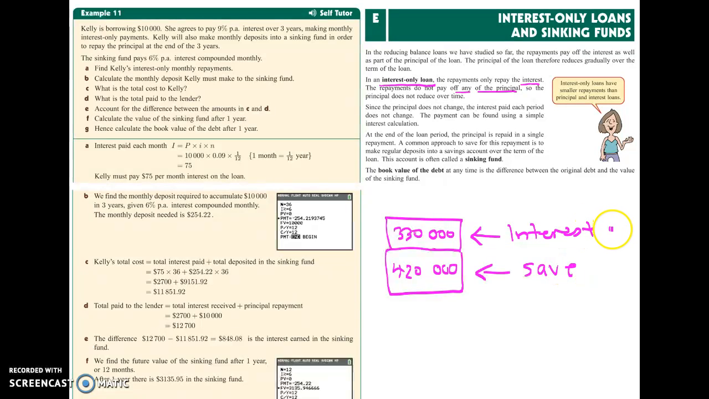So we have our paying off the loan, where we only pay off the interest, and at the same time we're saving up our principal in a separate account. And that is why you'll see two different interest rates often in these questions. It says at the end of the loan period, the principal is repaid in a single repayment. So we get to the end of paying off our interest, and then on the last day, we transfer this money over to pay off the principal that we have to pay as well. And this account here is called your sinking fund.